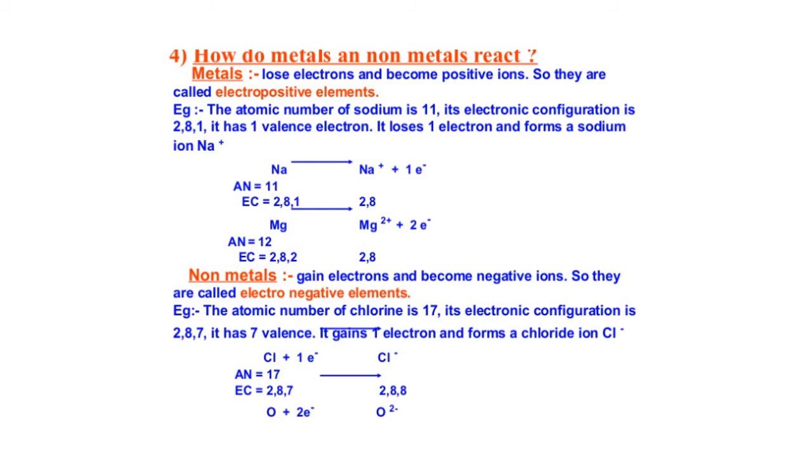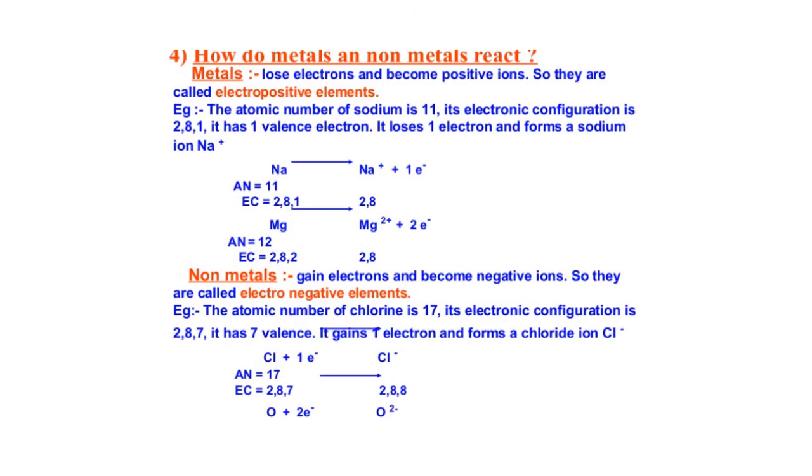Sodium is a metal, so it loses an electron and becomes electropositive. We know that sodium has an electronic configuration of 2, 8, 1. So it loses one electron and becomes a sodium ion, that is 2, 8.